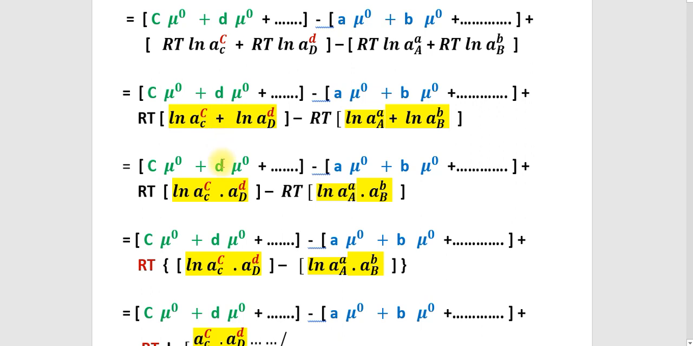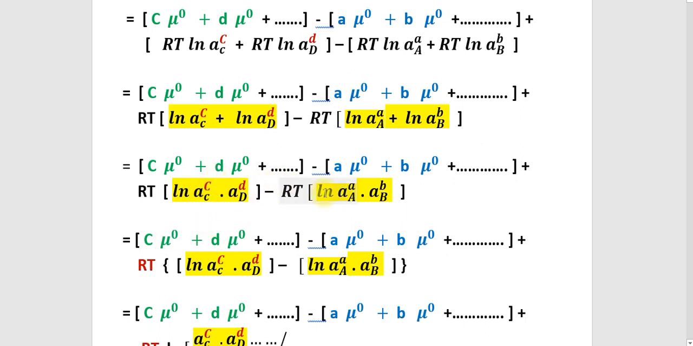ഈ പ്ലസിനെ ഞാൻ എങ്ങനെ എഴുതി? ആ ഒരു ln ഒരുമിച്ച് എടുത്തിട്ട് എഴുതി. Here, C mu 0 plus D mu 0 plus etc minus A mu 0 plus B mu 0 plus etc plus RT ln into AC raised to C into AD raised to D. Okay, the minus RT ln എങ്ങനെ എടുത്തു? Then A raised to A into AB raised to B. That means log A plus B, that is equal to log AB. Okay, here ഞാൻ ലോഗ് എ ബിയെ തന്നെയാണ് ഇവിടെ കാണിക്കുന്നത്.